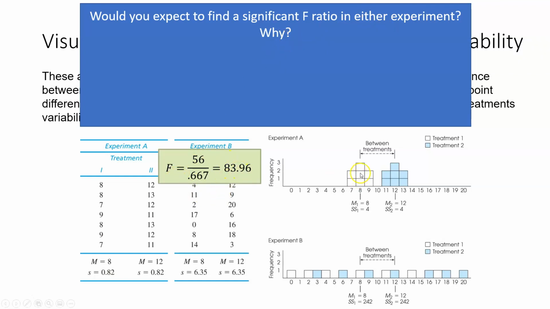Hopefully you would recognize that this would have a significant F, because this group and this group are obviously different. In fact, if you compute the F, it's 83.96. That's an enormous F, way bigger than 1. In experiment B, you've got an F statistic that's very close to 1, just what you would expect to find just by chance, because these scores are so spread out and overlapping that you can barely tell a difference between the two groups.